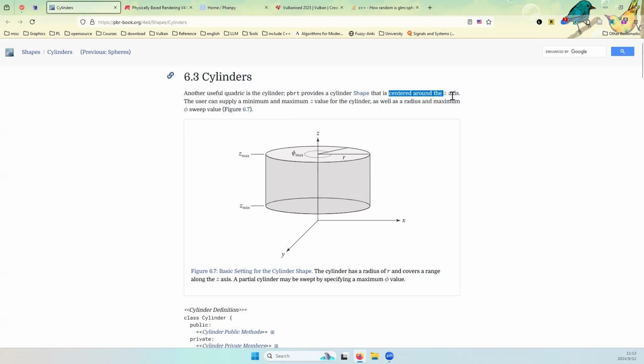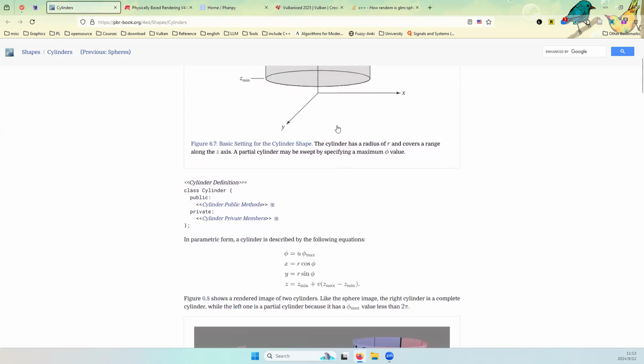Centered around the z-axis, and the user can supply a minimum and maximum z value, as well as a radius r and maximum phi sweep value. I feel like this will make the thing much more complicated. But anyway, a cylinder is described by the following equation.